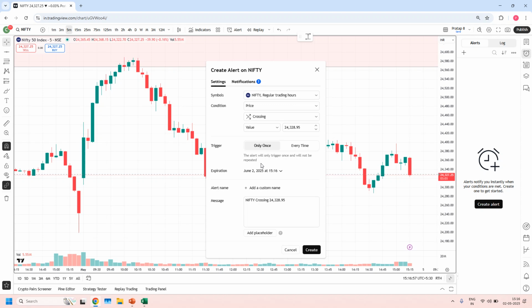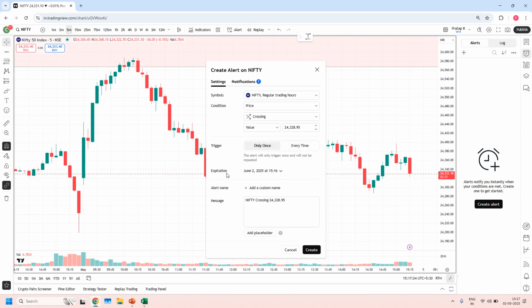Meanwhile, let me explain how many times it should display. Only once in the day or throughout? If it is every time, every time it crosses that value, the alert will be displayed. If you want the alert only once, you click on only once. It's up to you. For the time being I am selecting only once.